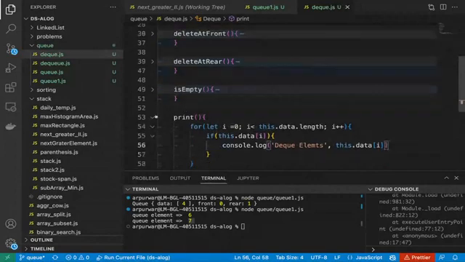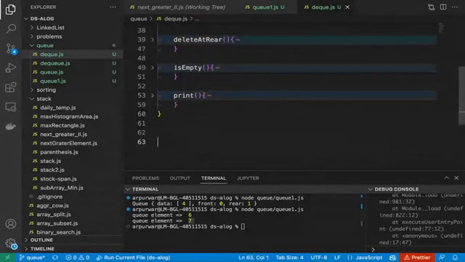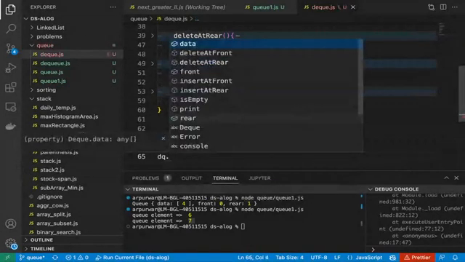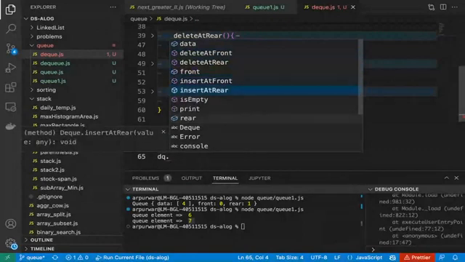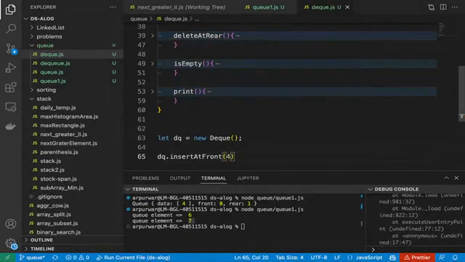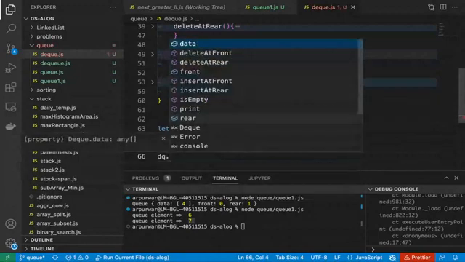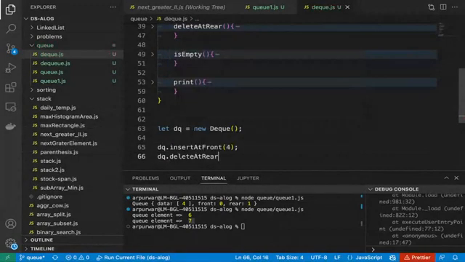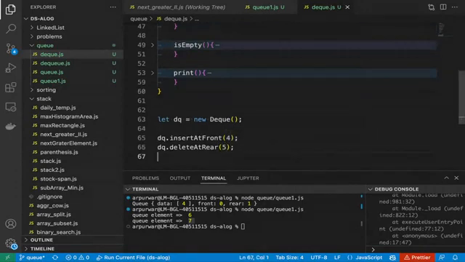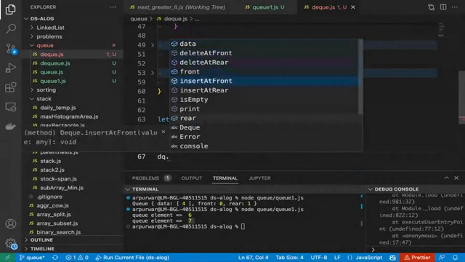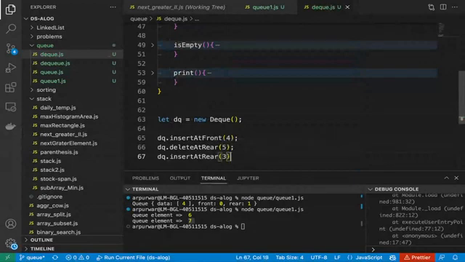Okay, let's do it. Let dq equal new DQ. So we have initialized the DQ class. Let's do some insertion at front or rear, anything you want to do. Let's do insert at front 4. Again, do dq.insertRear, so now let's do 5. dq.insertRear again, which is 3.